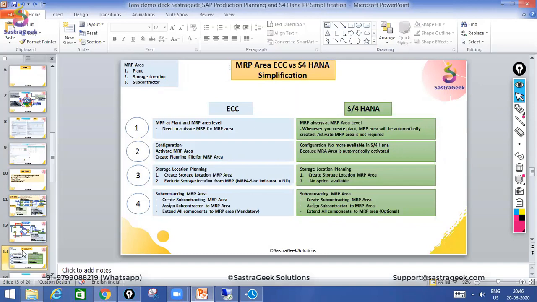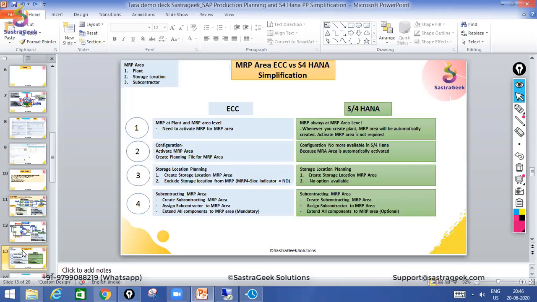See, there are 3 types of MRP area. That is, one is plant, one is storage location, and one is subcontracting. These MRP areas were available in ECC as well, and now in HANA also we are having these 3 MRP areas. But in SAP S/4HANA, SAP did some simplifications.